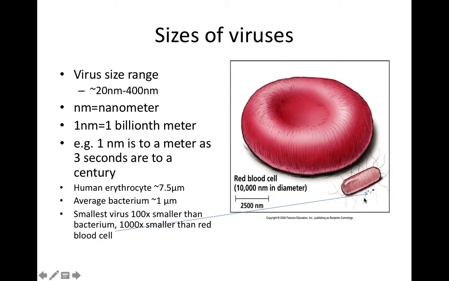There is my little pointer right here. Here we're looking at the size of viruses. So the smallest viruses, like our polio viruses, are 100 times smaller than a bacterium and 1,000 times smaller than a red blood cell. So they're just so little. And again, that was why we had to wait for the invention of electron microscopes before we could visualize them.